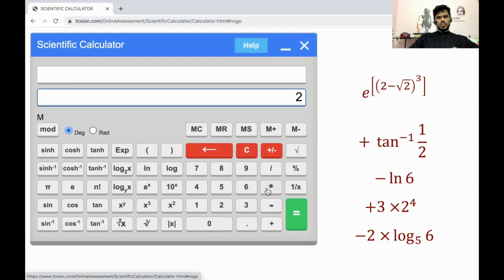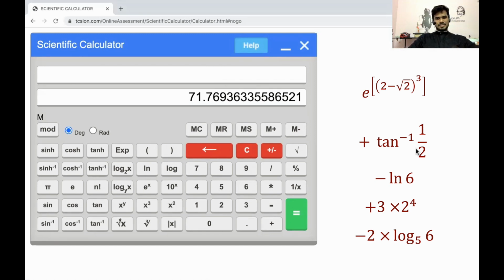Finally, 2 into log 6 to the base 5. Let me open a bracket with 2 expression things. 6 log 5. Okay, it's this. And then I want to subtract this, so m minus. 71.76. Interesting.